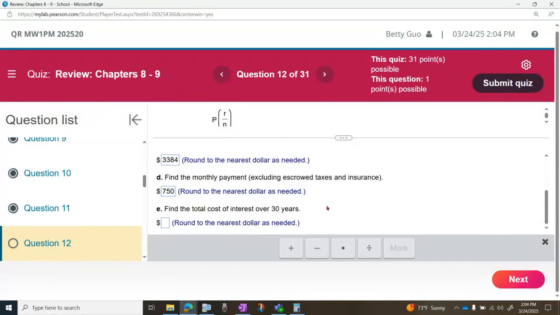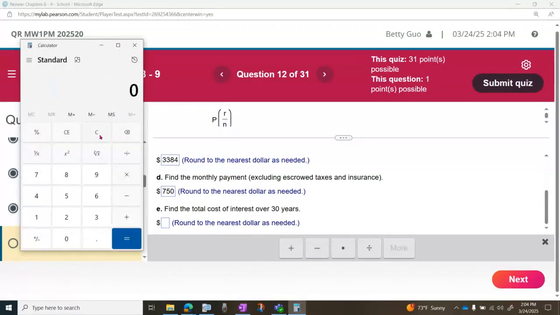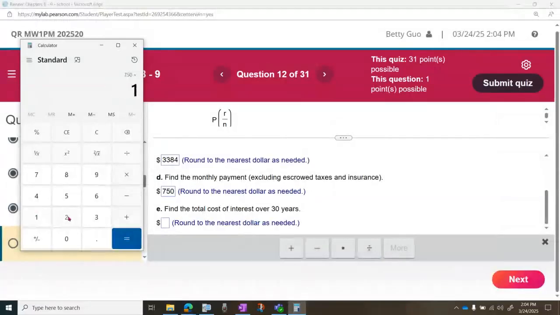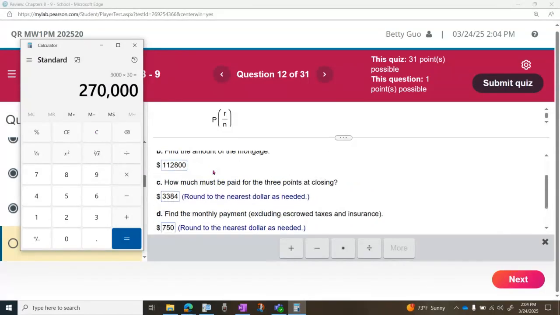Oh, one more. Find the total cost of interest over 30 years. Okay. So every month you pay $750 times 12. That's how much you pay a year. Times 30. That's how much you pay over the 30 years, right? And that's the money you end up paying the lender. Use that to minus the mortgage, which is 112,800. The difference is the interest. The interest is more expensive than the house. 157,200.